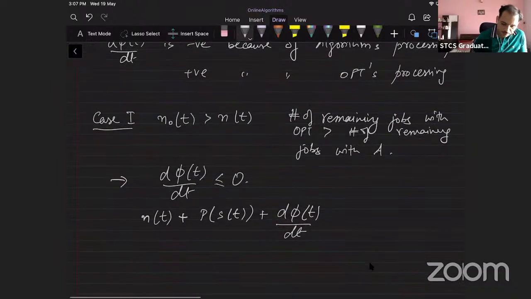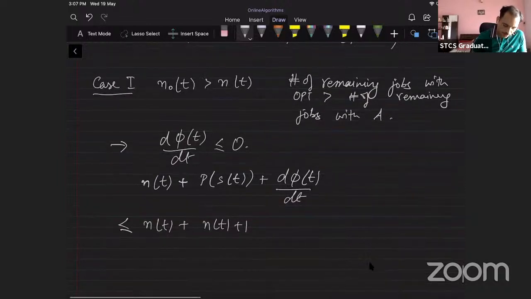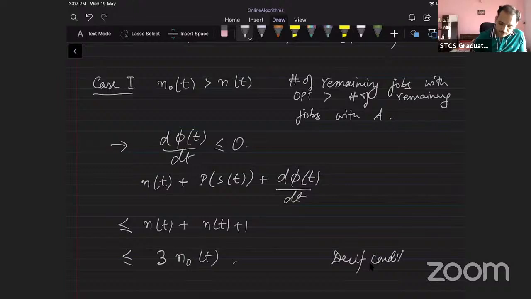So what is our P of S of t? By our choice, S of t is equal to P inverse of nt plus 1. This is at most nt plus 1. And d phi of dt is less than 0. So this quantity is at most this quantity. And given that n0 of t is greater than n of t, we get that this is at most 3 of n0 of t. So the drift condition is true for c equal to 3.